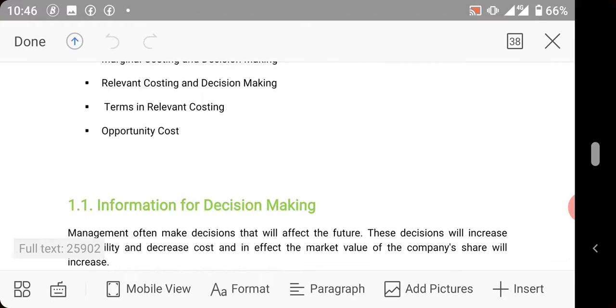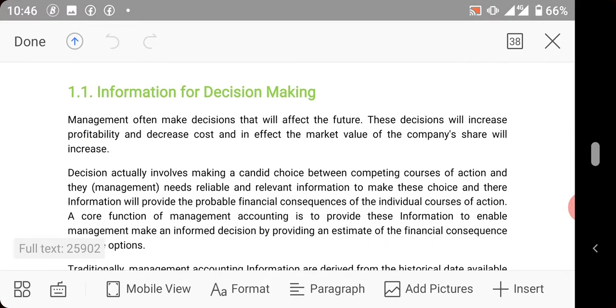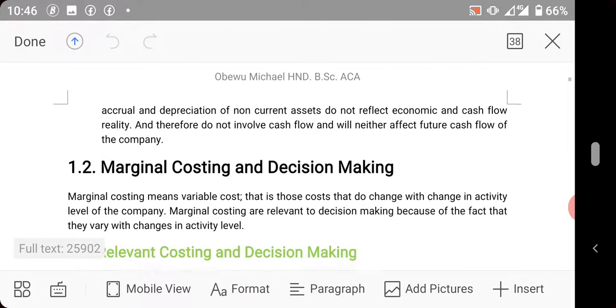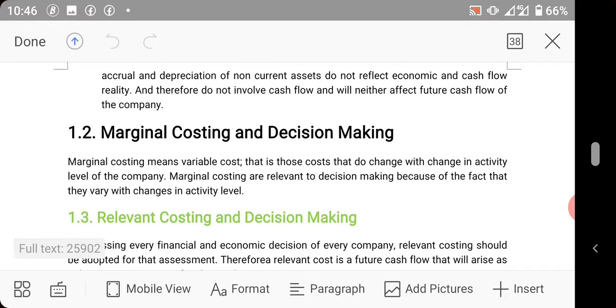Now, relevant costing is very important because it provides useful information for decision making. Just like management accounting does, it aids management in decision making. It helps them to make decisions about their financials, what next to do, and how to do those things. And we'll progress further: marginal costing and decision making.